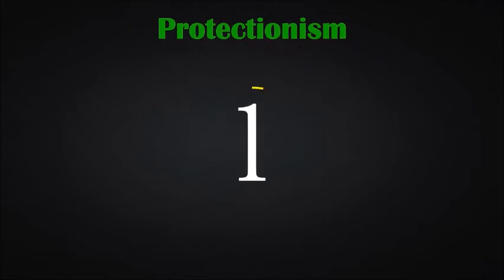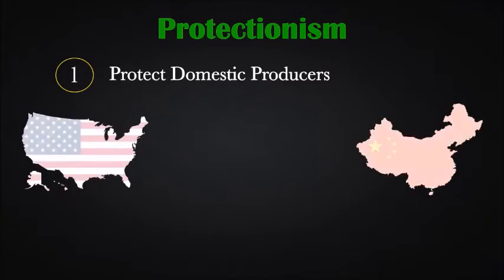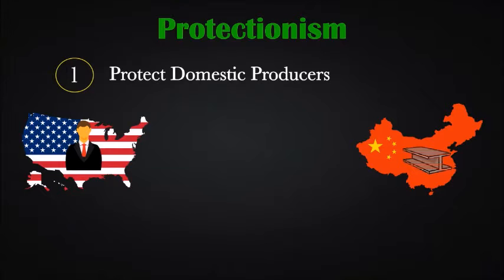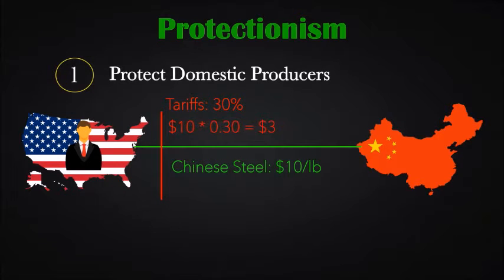One reason that tariffs are implemented is to protect domestic producers. For example, let's say that you're a businessman in America, and your company is purchasing steel from China at a price of $10 per pound. A tariff is implemented, and now you have to pay a 30% tax. So the price of buying steel from China goes from $10 per pound to $13 per pound. Chinese steel is now $13 per pound.